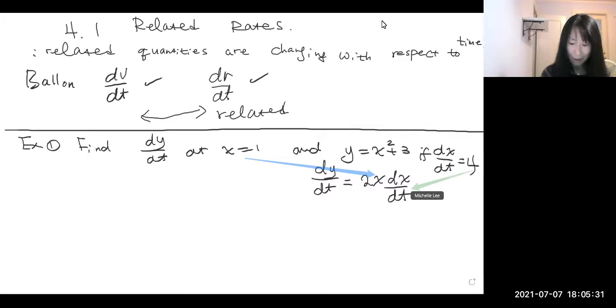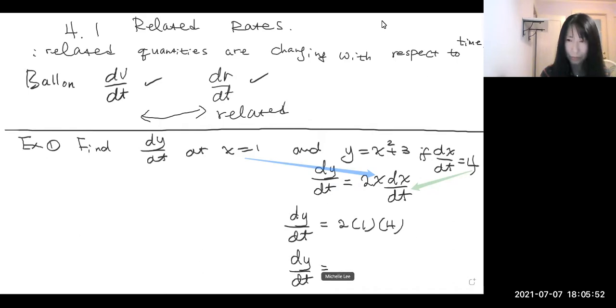Okay. So then the answer is dy over dt, which is 2 times 1 times dx over dt, which is 4. What do you get for this one? I know, 8. You don't have to tell me. Okay, good. Thank you. All right, so let me erase this one.